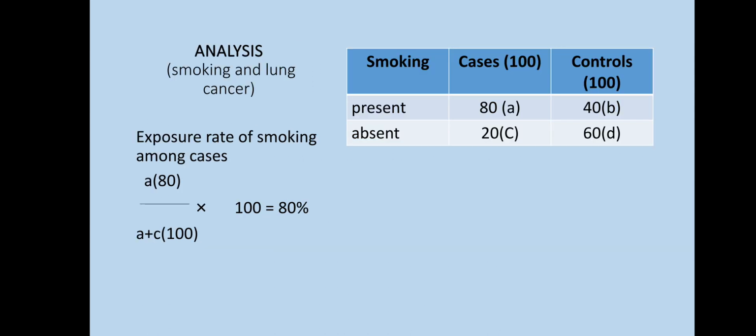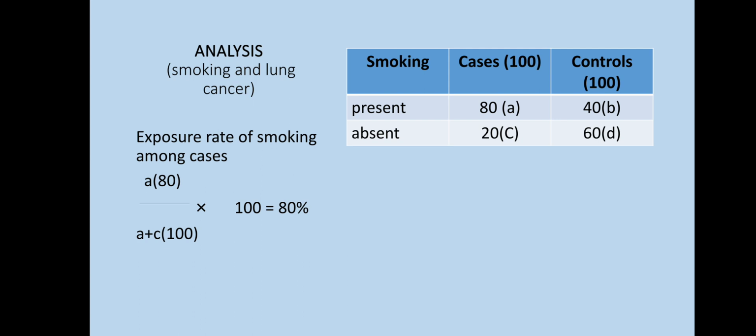So this is the classic 2x2 model of the case control study. And let's understand the analysis of the case control study based on this model. So we see the classic example of smoking in lung cancer. 100 cases are taken with lung cancer, 100 controls are taken who are healthy. So in 100 cases, 80 patients smoke, we label it as A, and 20 do not, we label it as C. While in controls, 40 patients smoke, we label them as B, and 60 patients do not smoke, and we label them as D.